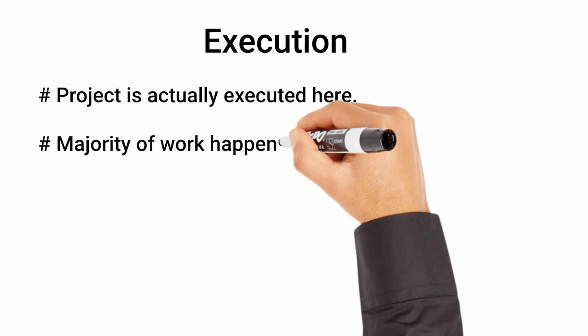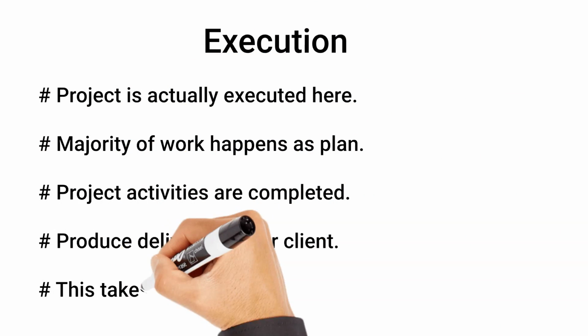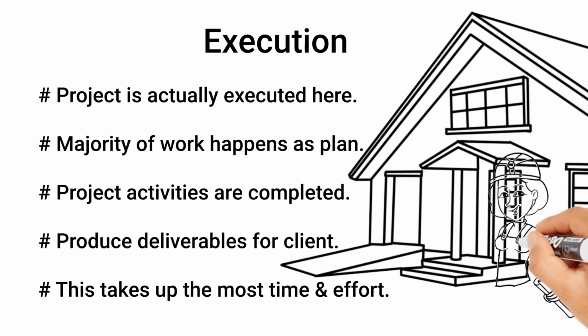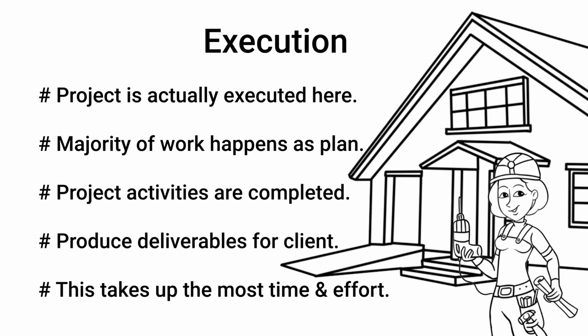The third process is execution. With this process, the project is executed. It is the process where the majority of the work happens as per the planning done in an earlier process. This is the phase where you complete the project activities and milestones to produce the deliverables to the clients' or stakeholders' satisfaction by following the plan created in the previous stage. The project manager will implement and oversee all activities that create the desired result as outlined in the project plan. Usually, this phase takes up the most time, resources, and effort.